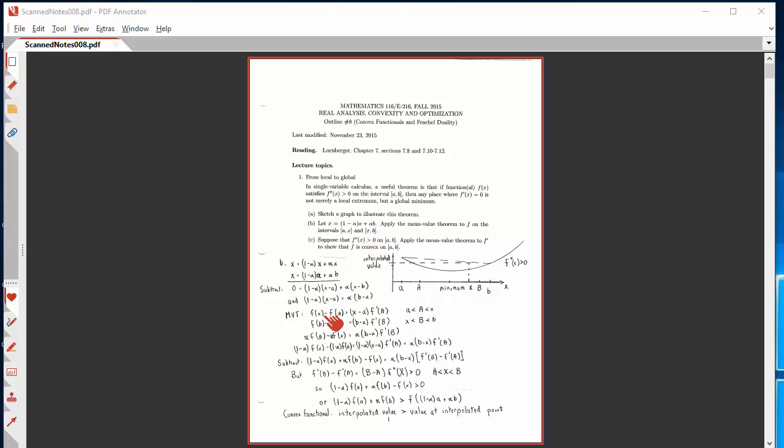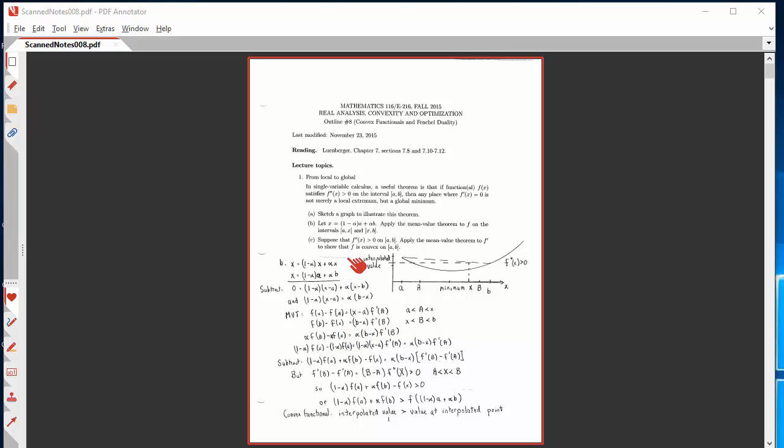When I do that, I get f of x minus f of a is equal to x minus a times f prime of a. That's the mean value theorem applied on a to x. And I get a similar result that b minus x times the derivative at some point capital B in between b and x is f of b minus f of x.